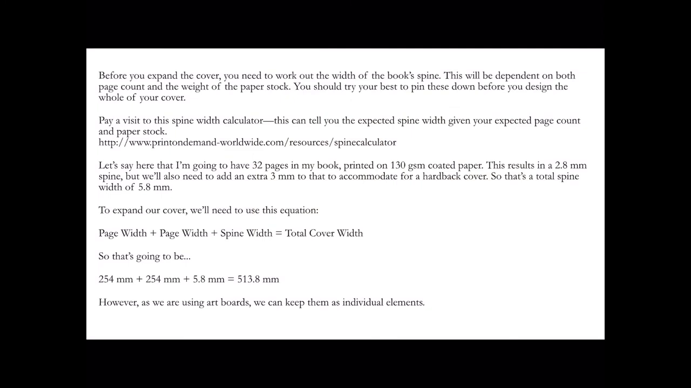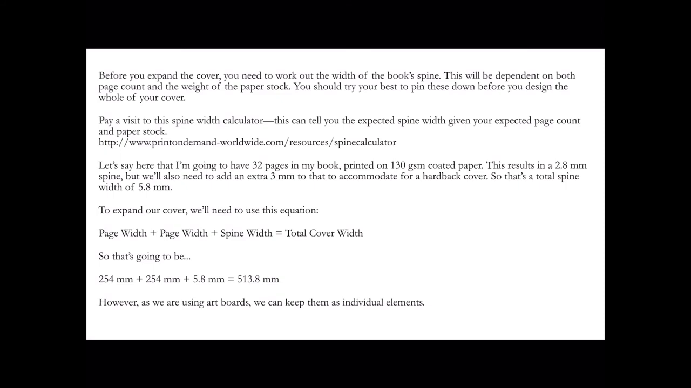Not a big problem. Now, if you're doing books, before you expand the cover, you need to work out the width of the book's spine. And there's lots of information there, which I recommend you pause and read. But because we're doing a standard 32-page book, on standard size paper, 130 GSM, we've added the page width plus spine width equals total cover width because our spine is going to be 5.8 millimetres. Check that as a standard. Make all your books the same. You'll never need to change it. So that's going to give us a total size of 513.8 millimetres.